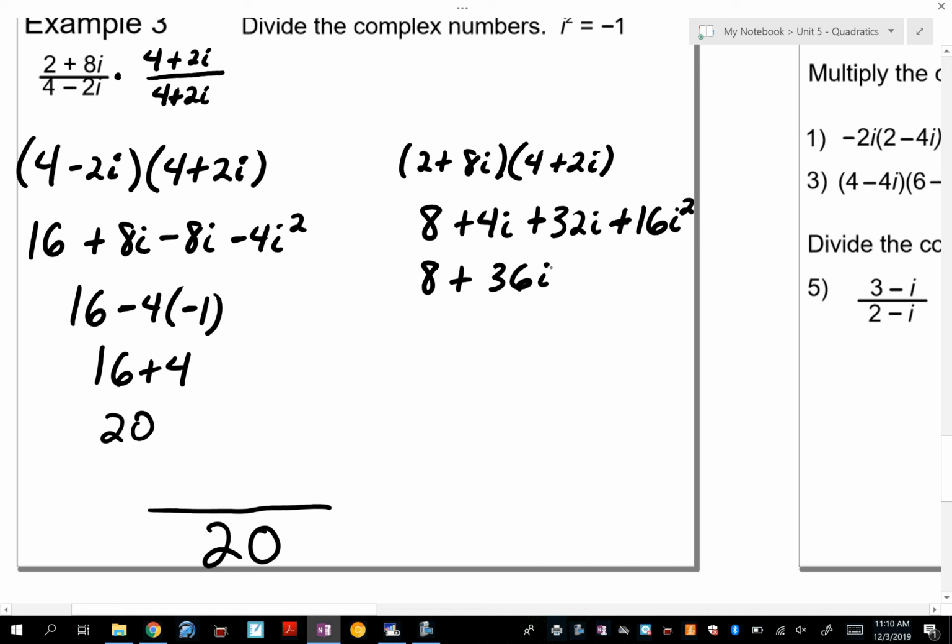Now, when I write i squared, you know I'm going to replace that with negative 1. So that's ultimately going to become 8 plus 36i minus 16, because a positive 16 times a negative 1 becomes negative 16.